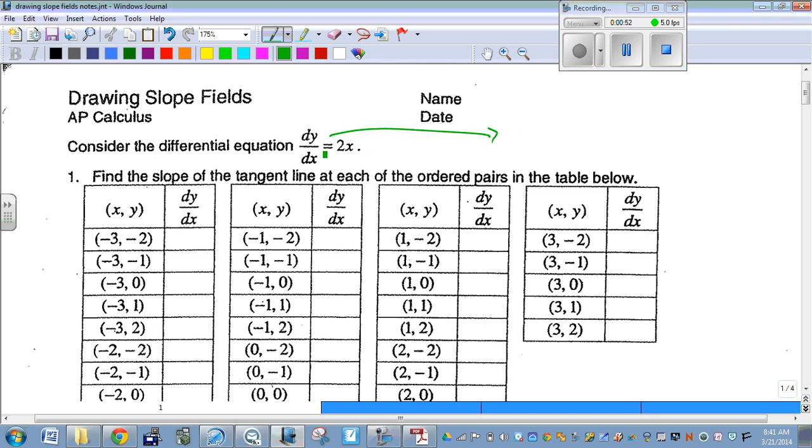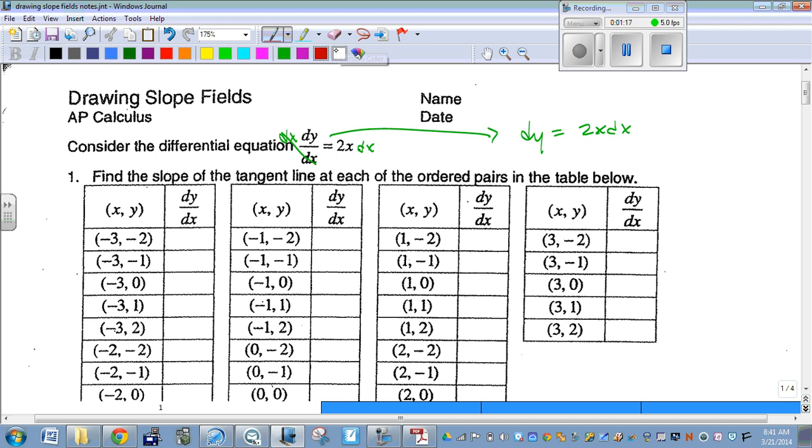To solve this differential equation means to find the original equation, solve it for y. And the first step in doing that, we're going to multiply both sides by dx to get the dy on one side and the dx over on the other side. And our goal then is to have all the x's on the dx side and any y's on the dy side. So we don't have any y's. We're kind of set up. We're good as it is.